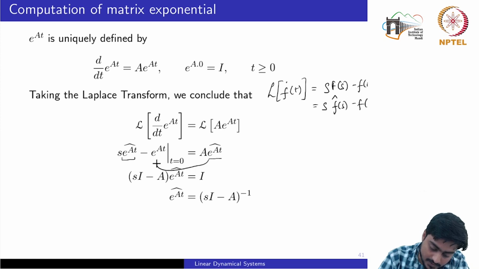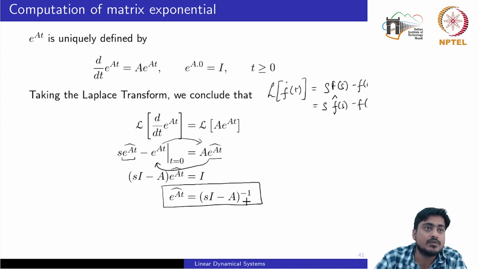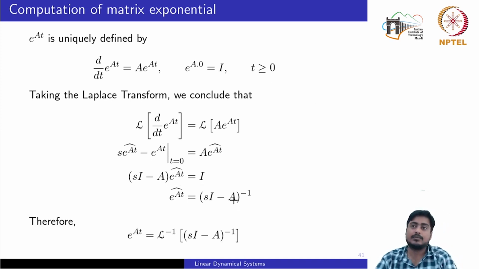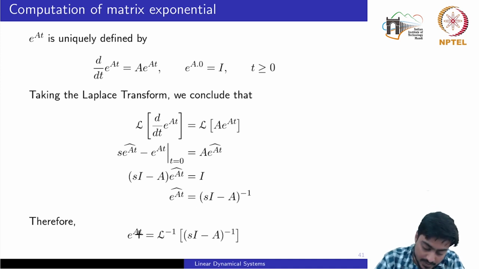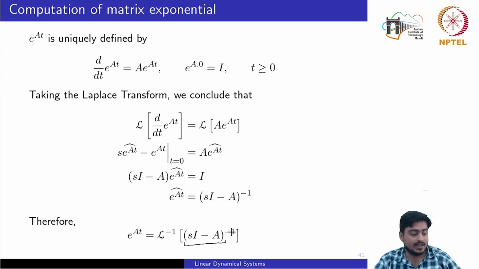Taking this part onto the left hand side and this one onto the right hand side, I can write (sI minus A) into the Laplace transform of e to the power At is equal to I. And finally, I can write the Laplace transform of the matrix exponential as (sI minus A) inverse. Okay, so simply by taking the inverse Laplace transform of this part, I can compute the time domain matrix exponential. Okay, now there are some interesting properties of this (sI minus A), which reveal some internal structure of the state space system.